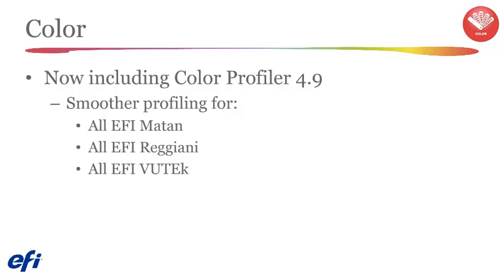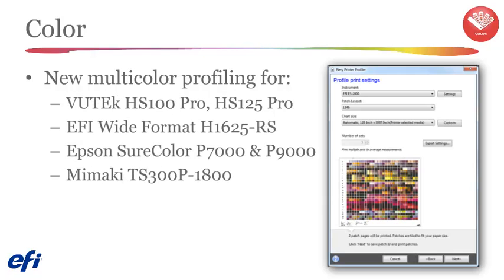This update includes version 4.9 of Color Profiler, which, among other improvements, will allow you to create much smoother CMYK profiles for EFI, Matan, Reggiani, and ViewTech printers. In addition, a new multicolor profiler has been enabled for ViewTech HS100 Pro and HS125 Pro printers, the EFI Wide Format H1625 RS printer, Epson SureColor P7000 and P9000 printers, and the Mamaki TS300P-1800 printer.